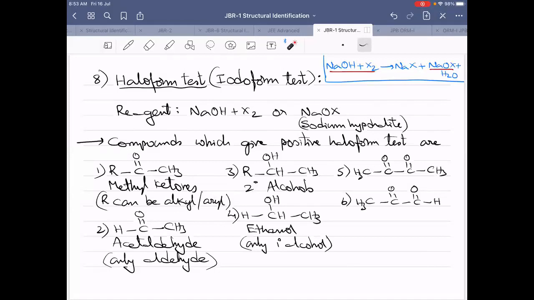Okay. First, copy this page. There is a reason behind why we are exclusively taking iodoform.